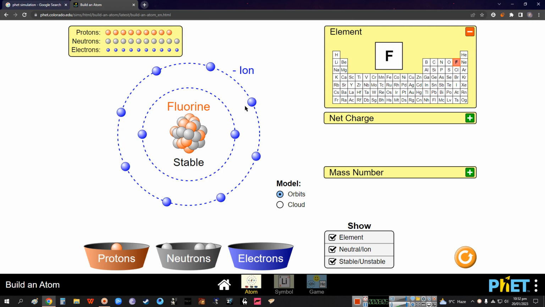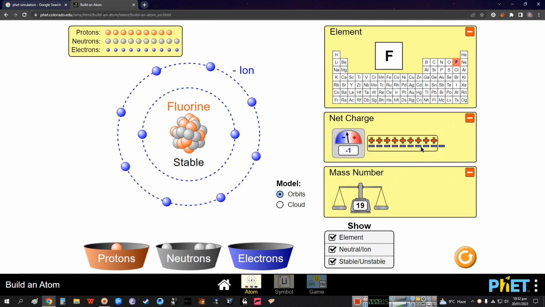I hope this clarifies how the atomic structure behaves. You can explore different features of this app. It has the charge. Right now we have more negative charge, so it's towards the negative. Let's balance it out. So you can check and explore this app.